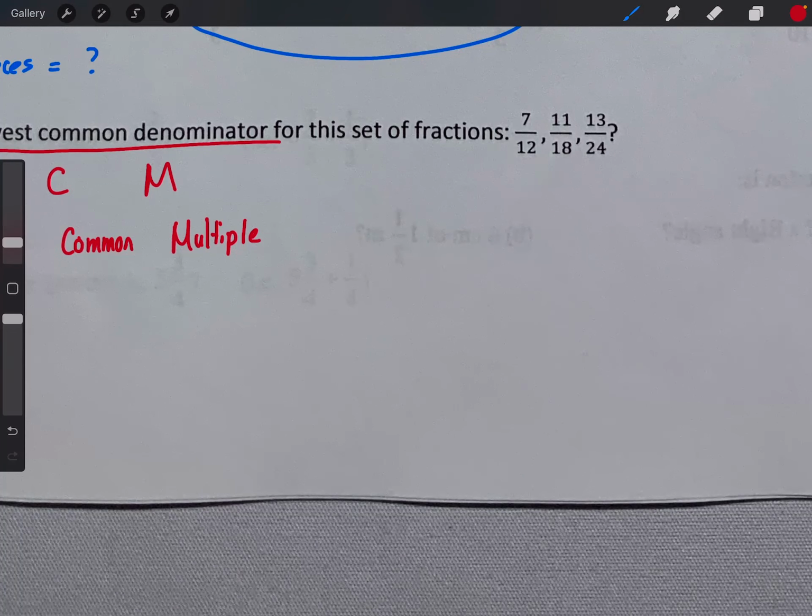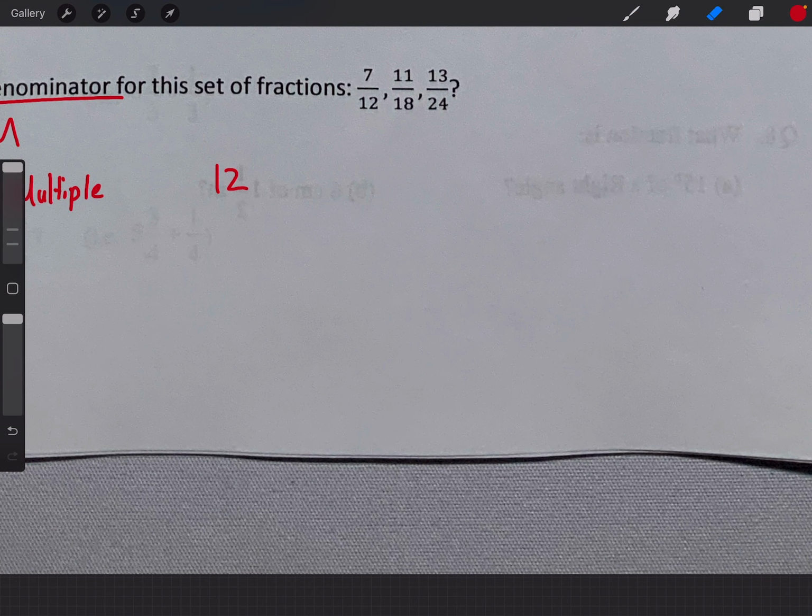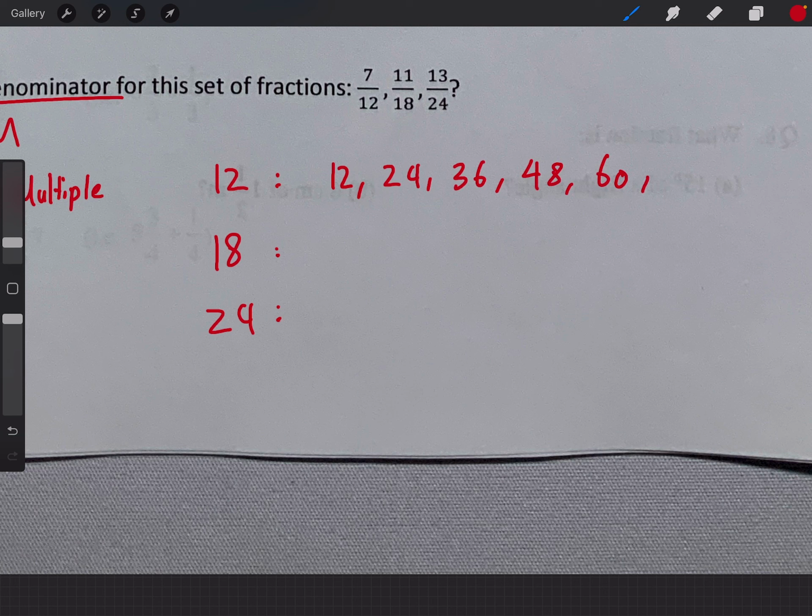So what does that mean? That means you have the number 12, you got 18 and 24, and you want to find their multiple that's lowest, that's common. So 12, 18, 24. What are the multiples of 12? Well, you got 12, 24, 36, 48, 60, 72, and so on. What are the multiples of 18? Well, you got 18, you got 36. What's 36 plus 18? Let me just check. I think it's 54. Yeah, 54. And then 72.